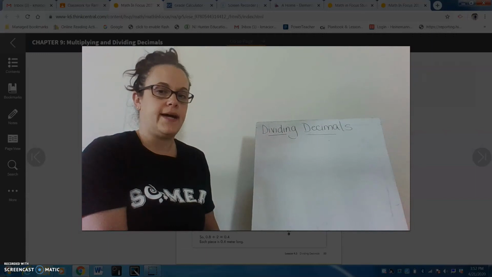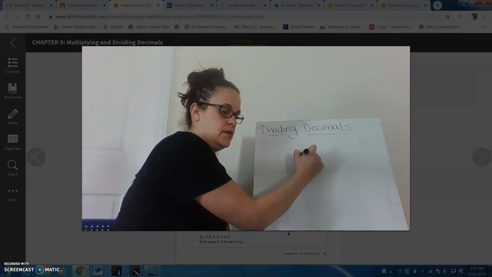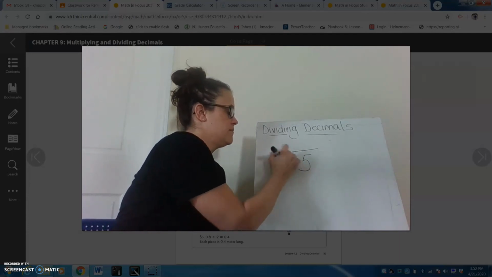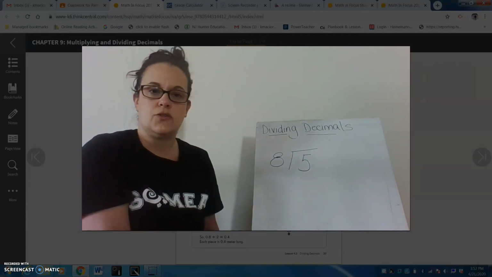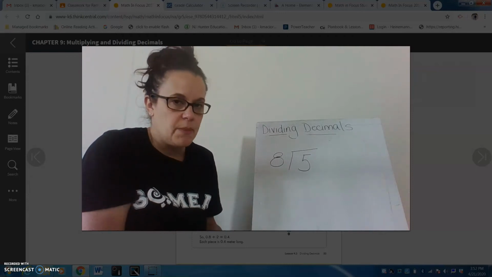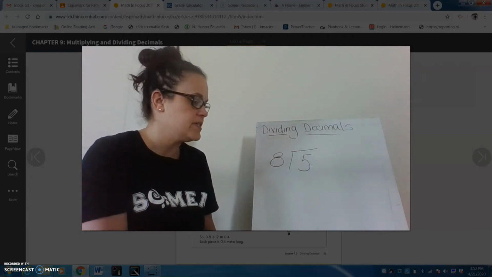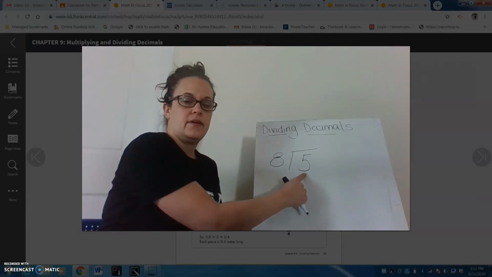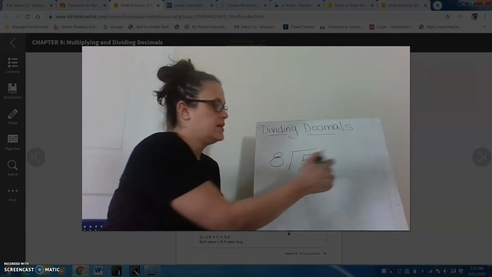Okay, let's look at one last one. So I have 5 divided by 8. It's a little tricky because I'm working with whole numbers, but Miss Mack, you said we're dividing decimals. Where's the decimal? Just watch. I have a whole number 5, but I want to split it into 8. Can I do that? Let's look.